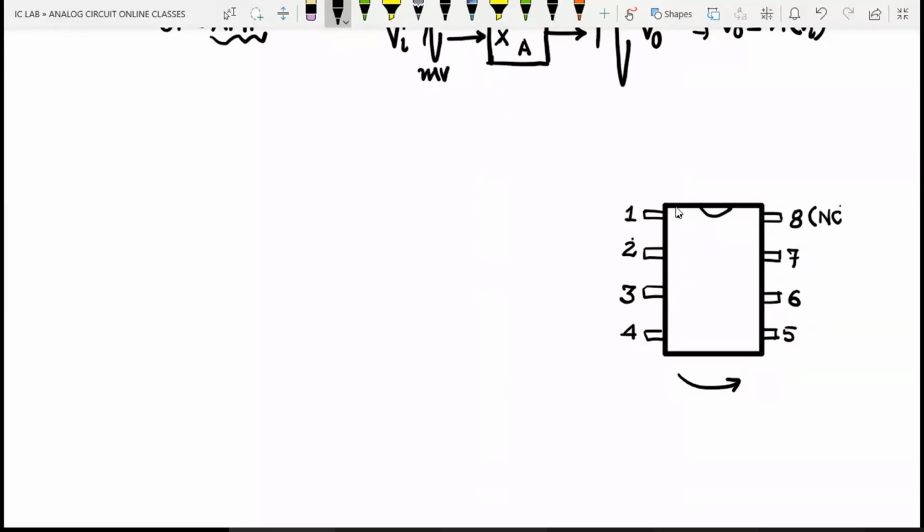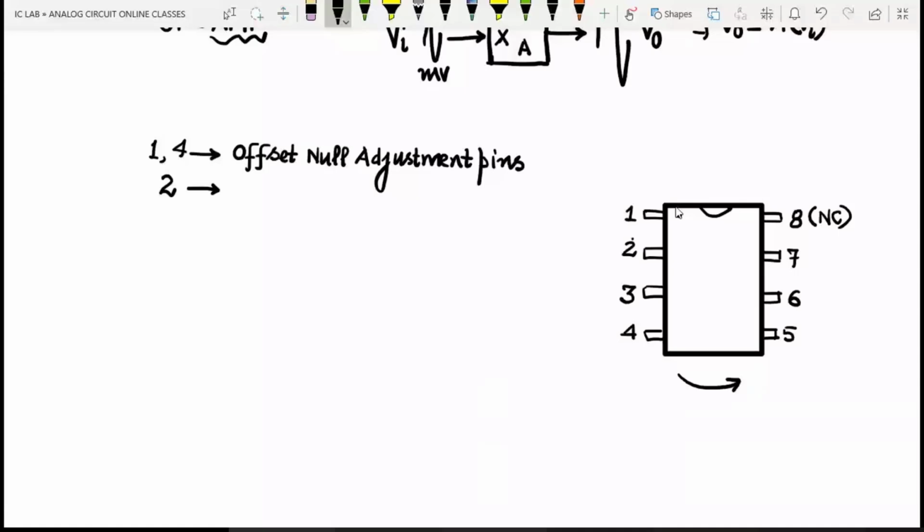Can you describe the pins one by one? Anybody among you? What is the role of pin number 1 and 4? Anybody can speak up. These are known as offset null adjustment pins. What is pin number 2 of the IC? Pin number 3? Anybody can answer?